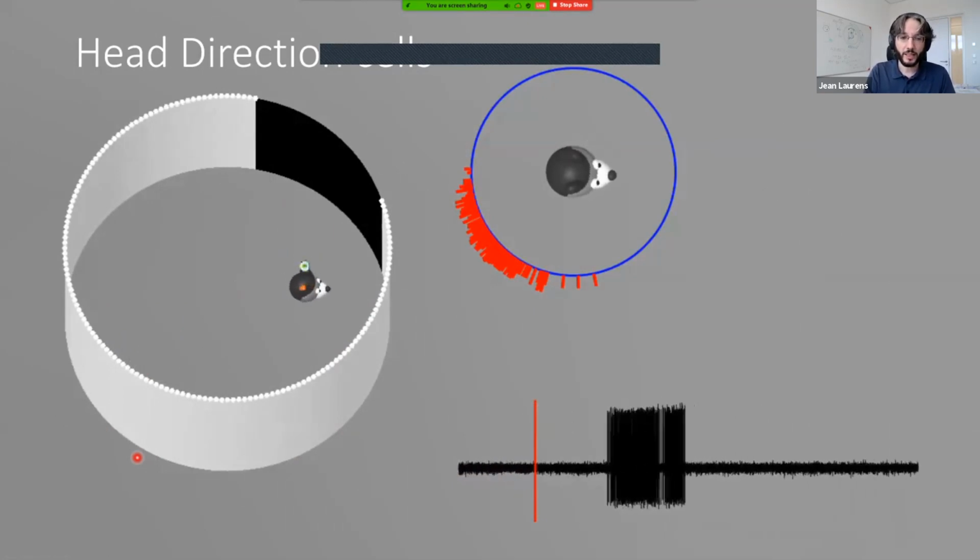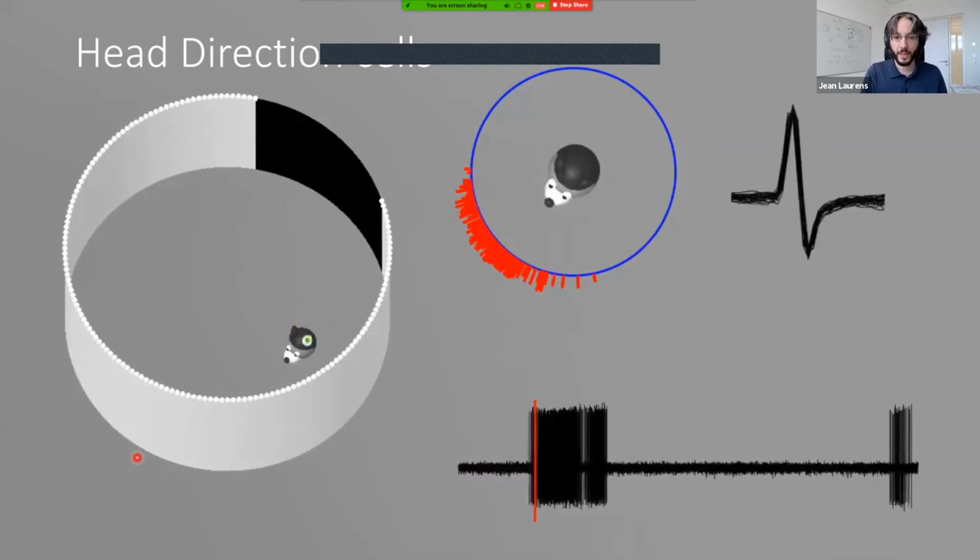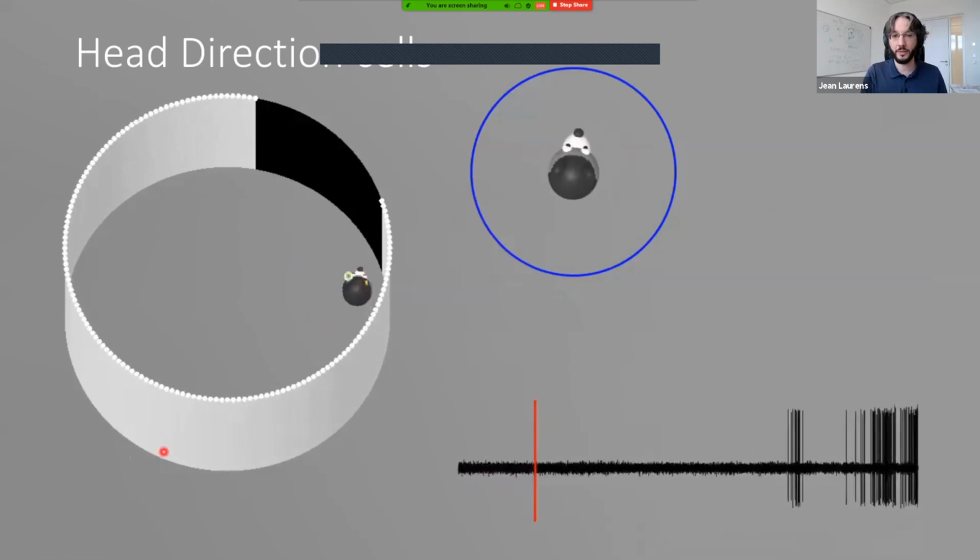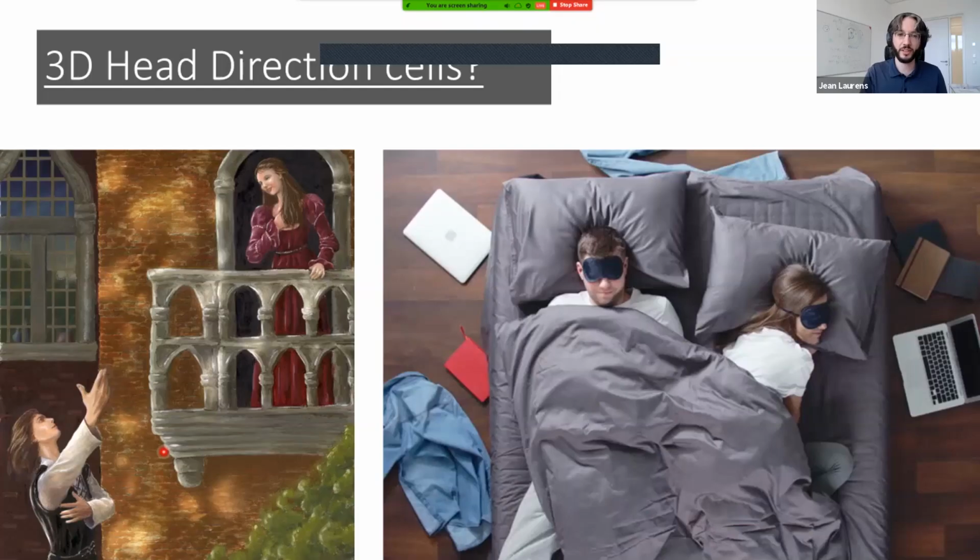So this is the way head direction cells have been studied since their discovery in the 90s. But in recent years, people started debating whether head direction cells may encode three-dimensional head orientation. And there is some reason for this. In normal life, we don't just move in a planar environment, but we can go up and down a house, look up or look down.